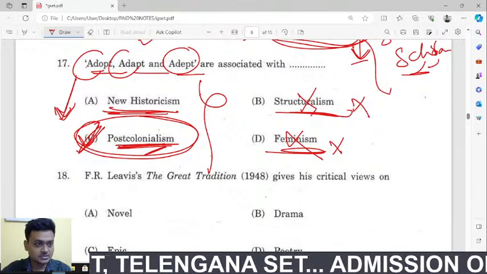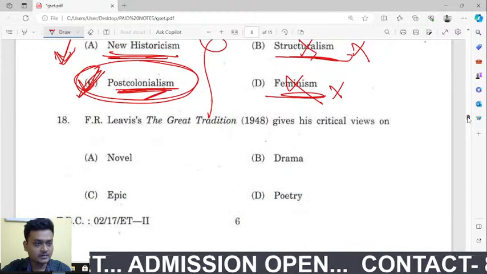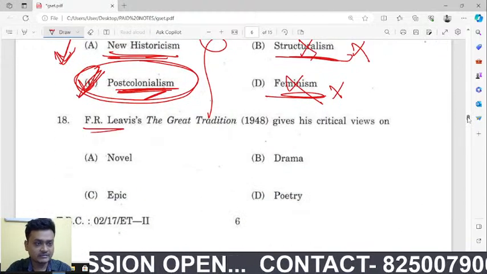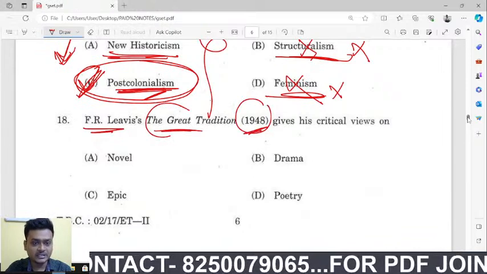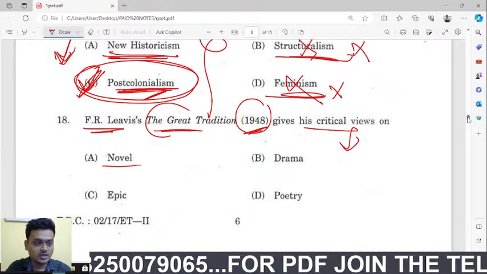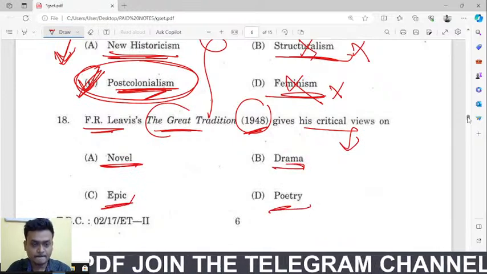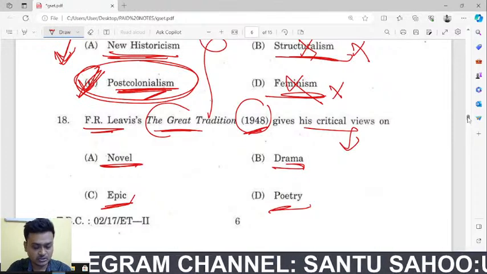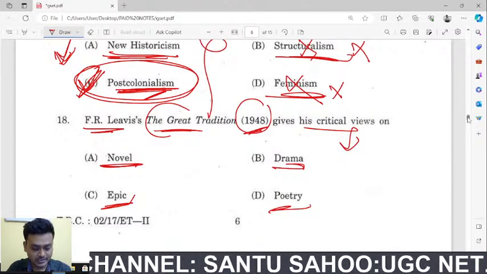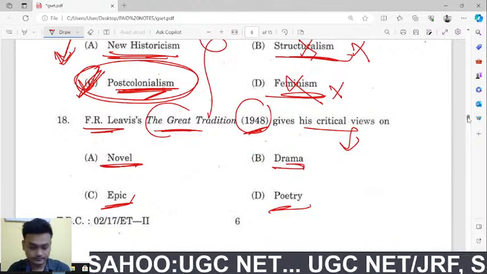Read that article from the Telegram channel. F. R. Leavis, The Great Tradition, published in 1948, gives his critical views on the novel, epic, drama, poetry. Well done. So here post-colonialism is the right answer. Now here is question number 18 on your screen. Do answer.